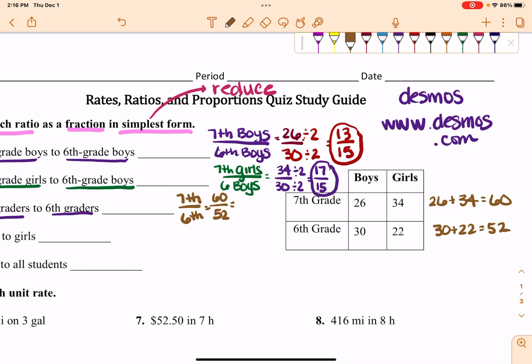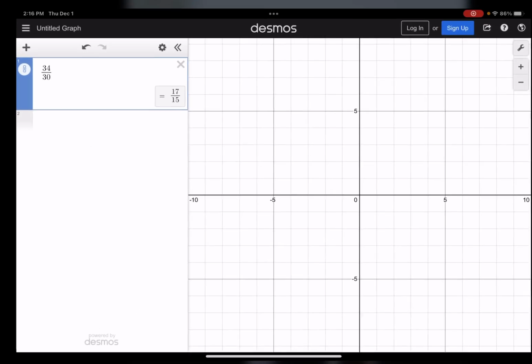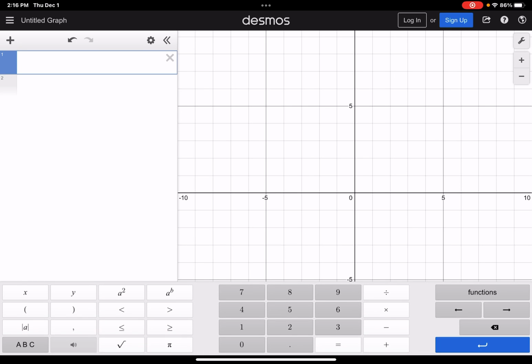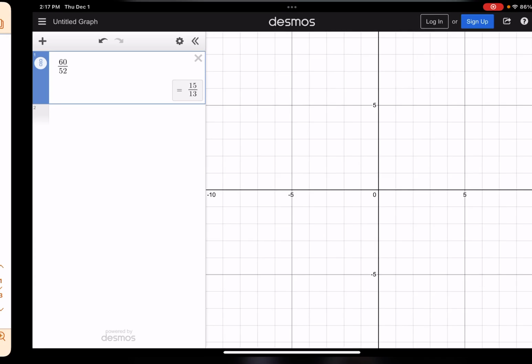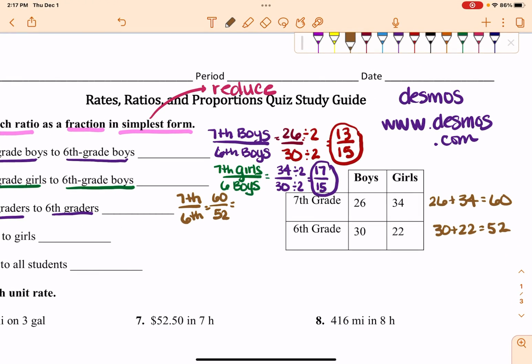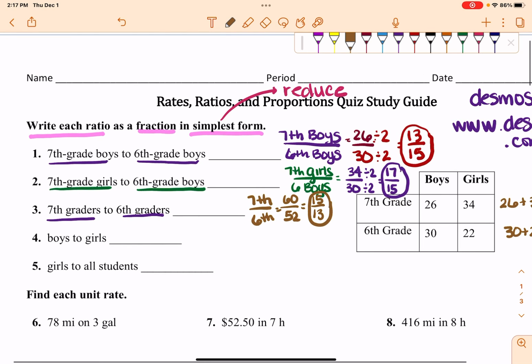Now, you can either reduce it by hand, or I'm going to pull Desmos up and use it again. So I have 60 divided by 52, and again, it gives me all those decimal numbers. So I'm going to go in the front of the problem where that little blue line is and hit the little circle for the fraction. That reduces down to 15 over 13. The good news is Desmos goes all the way to the final answer, so you don't have to worry about reducing any more after that.